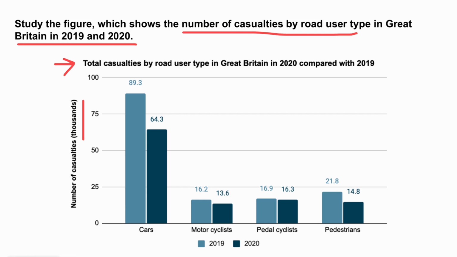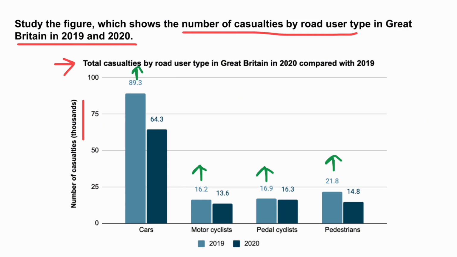So what differences? For example, you will notice that for cars, in 2019, this number is higher than that of 2020. Same thing, motorcycles, this is higher. Pedal cyclists, this is higher. Pedestrians, this is higher. From there, that's where you get an overall picture of how the number of casualties had changed over time. So what you do know is that across all categories, in 2019, there was a higher number of casualties, which means in 2020, the number of casualties actually decreased.